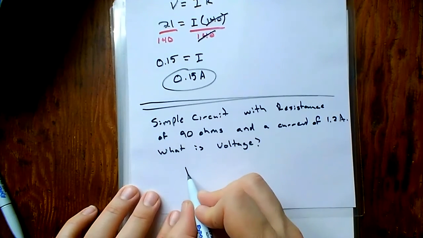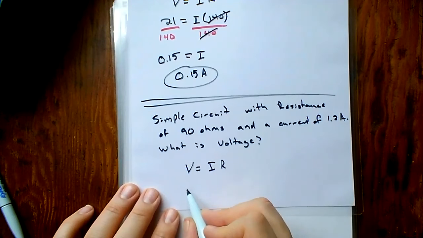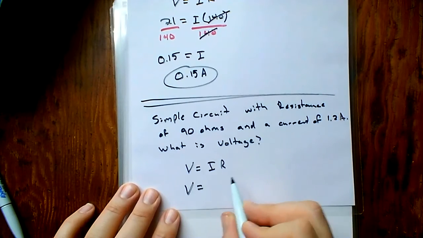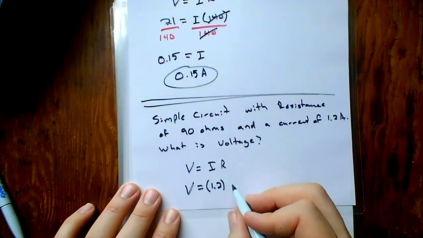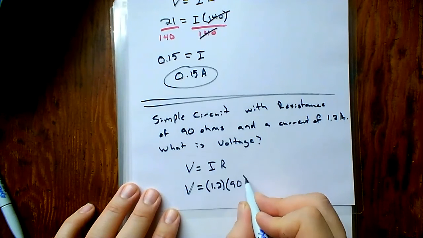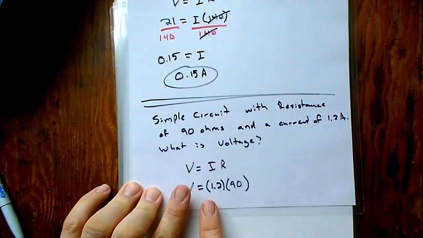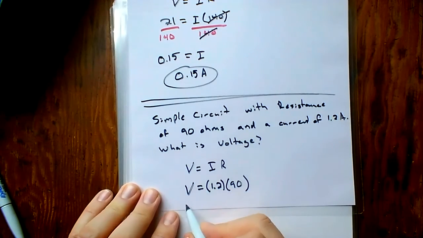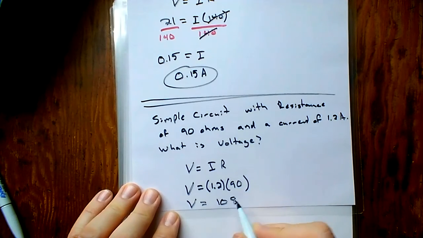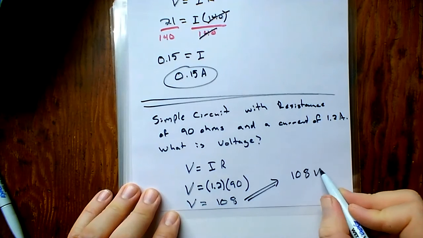Well, V equals IR. I'm looking for the voltage, but that's going to be 1.2 amps, so 1.2 times my 90 ohms. And notice I'm not doing any division here. All of my constants are on the other side. This is just multiplication. I'll do 1.2 times 90, and that'll end up with V is equal to 108 volts.